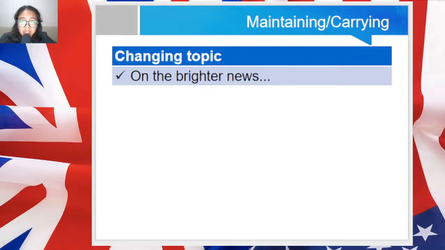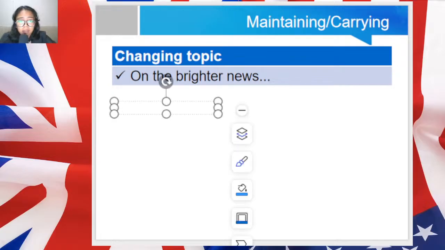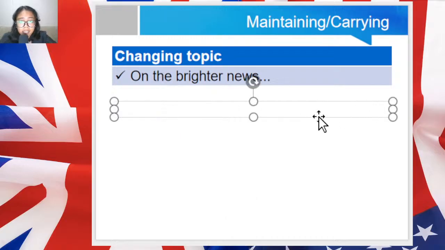Let's move on to the next phrase: on the brighter news. This is a fantastic phrase to use when a conversation has become negative, sad, or stressful, and you want to gently guide it toward a more positive direction. It is a very considerate and empathetic way to change the topic because it shows that you are aware of the mood of the conversation and that you are trying to make it better. It's like you are turning on a light in a dark room.